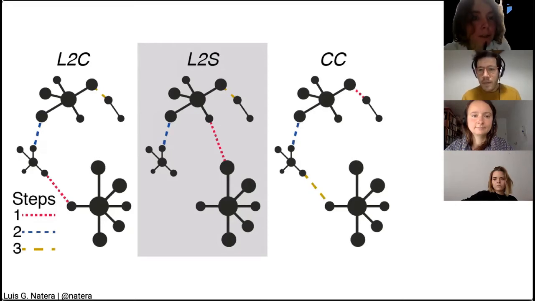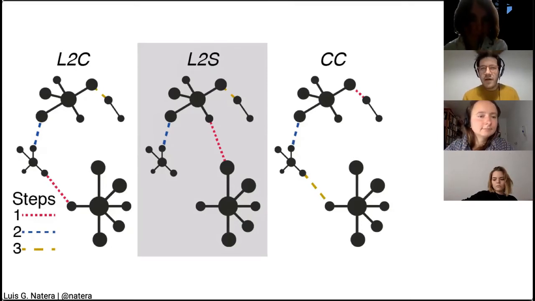Sorry, what is L2C in your case? L2C, largest to closest. Okay. So it's from the largest connected component to the closest one. And then largest to second, so the two largest, and closest to closest.